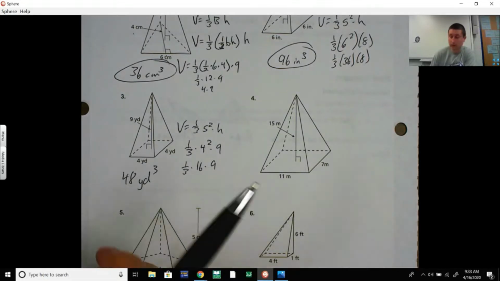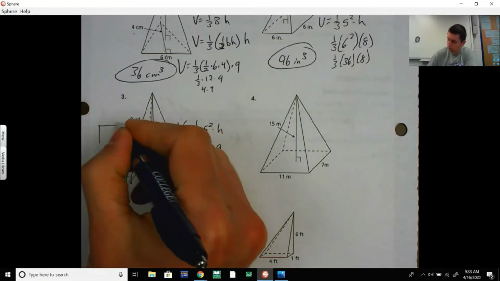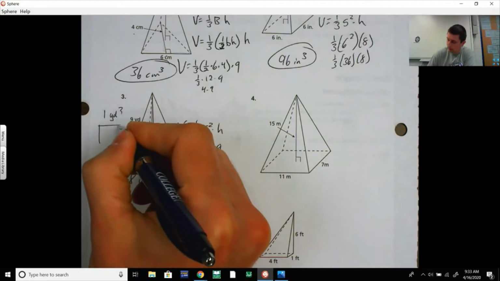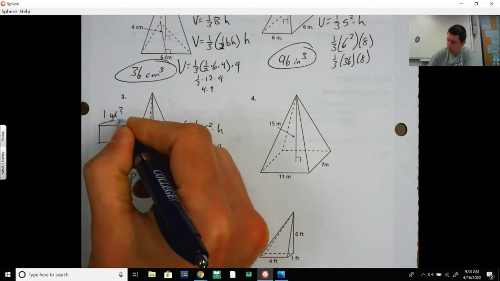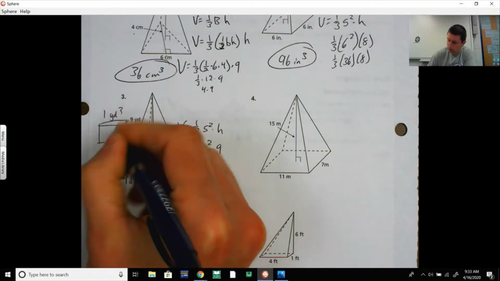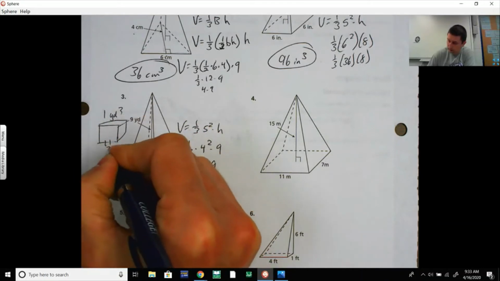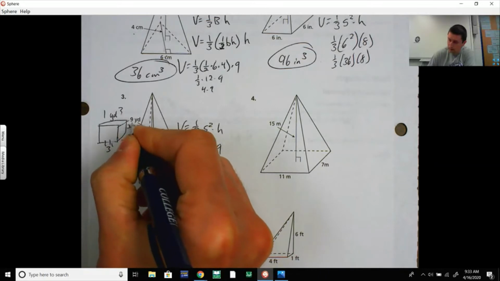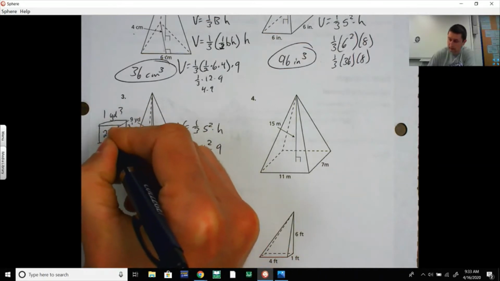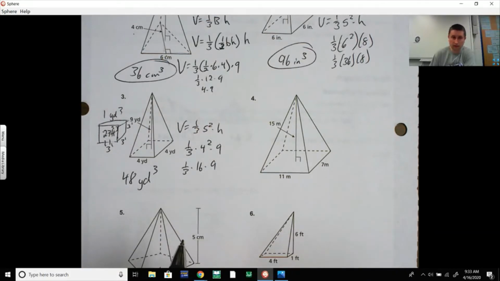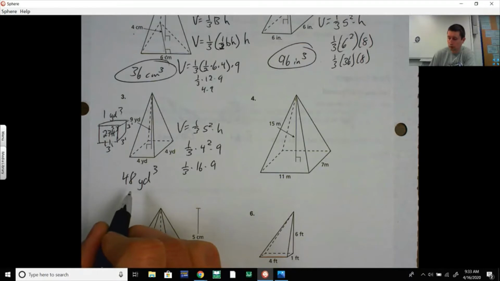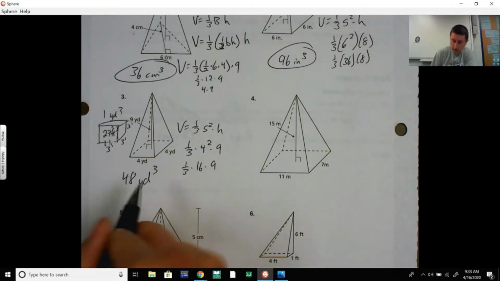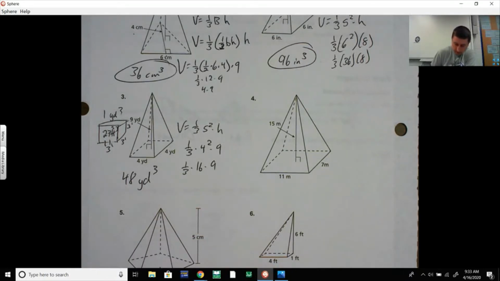If you want to know how many cubic feet are in there, remember 1 cubic yard is comprised of how many cubic feet? If you have 1 cubic yard, that means you have 3 feet on this side, 3 feet here, and 3 feet here. 3 times 3 times 3 means it's 27 cubic feet in 1 cubic yard. So you'd have to take 48 times 27, and it'd be 1,296 cubic feet.